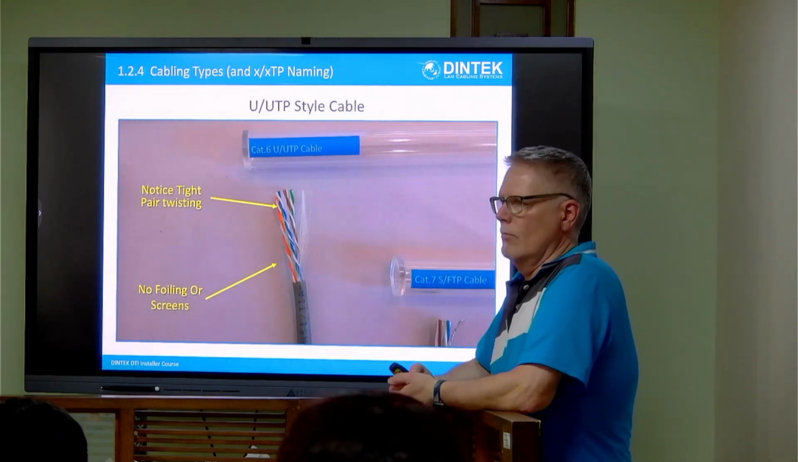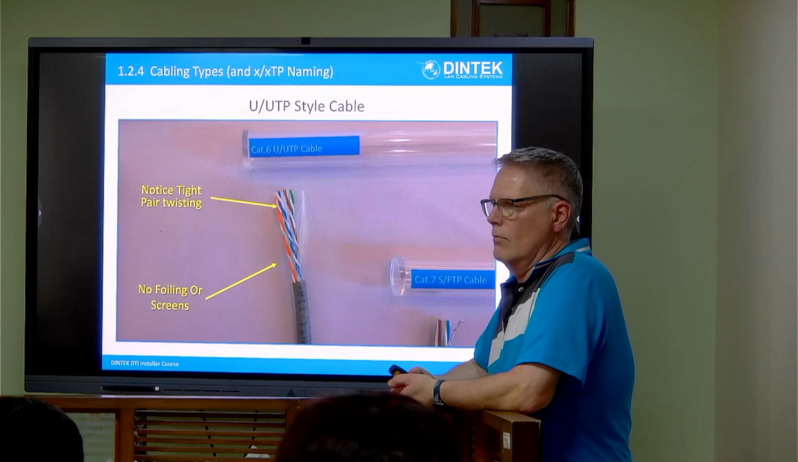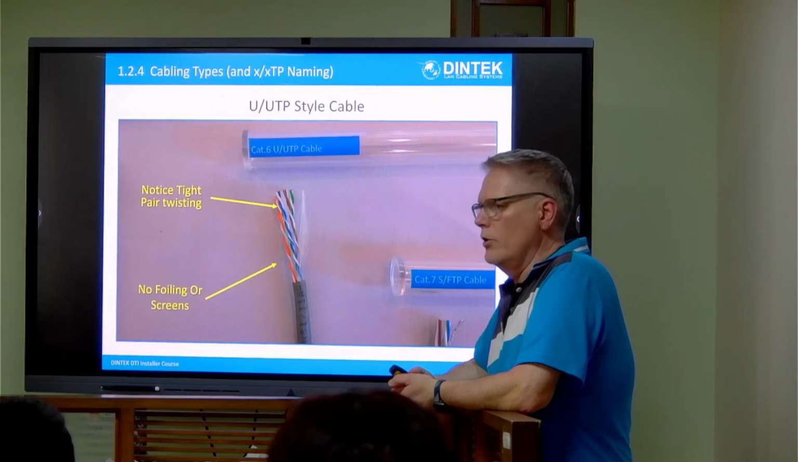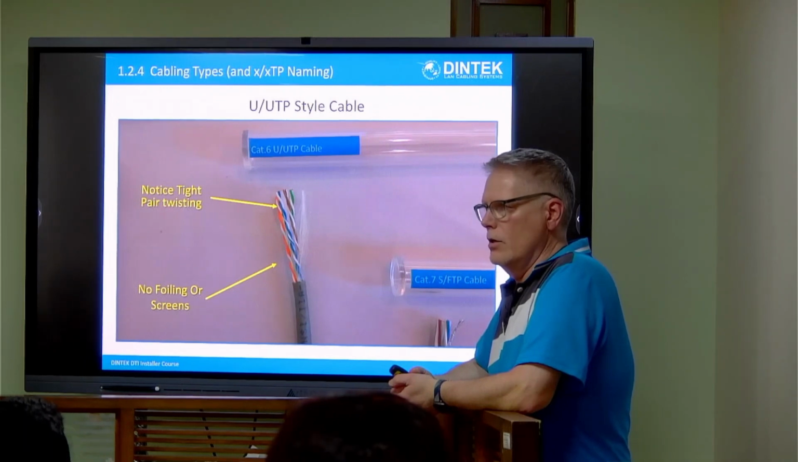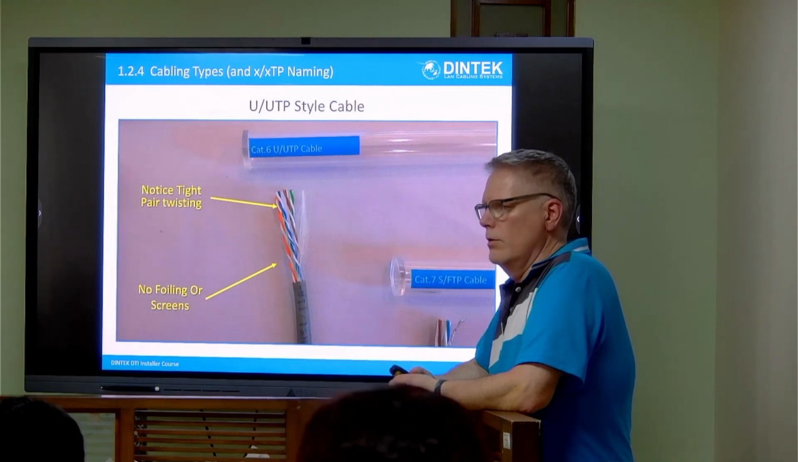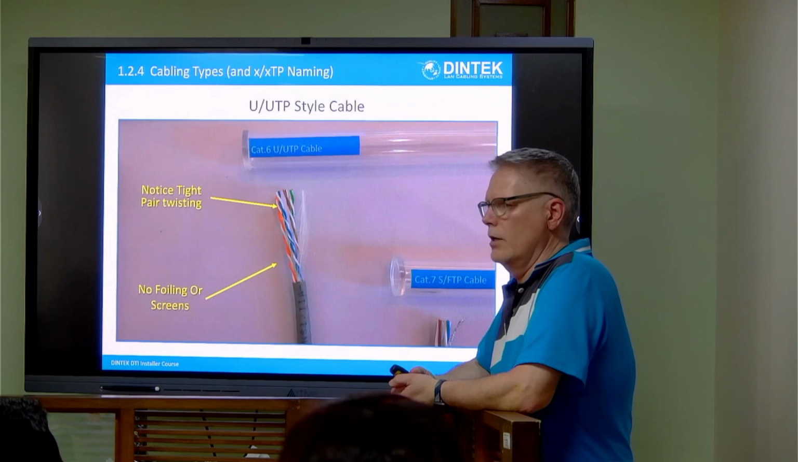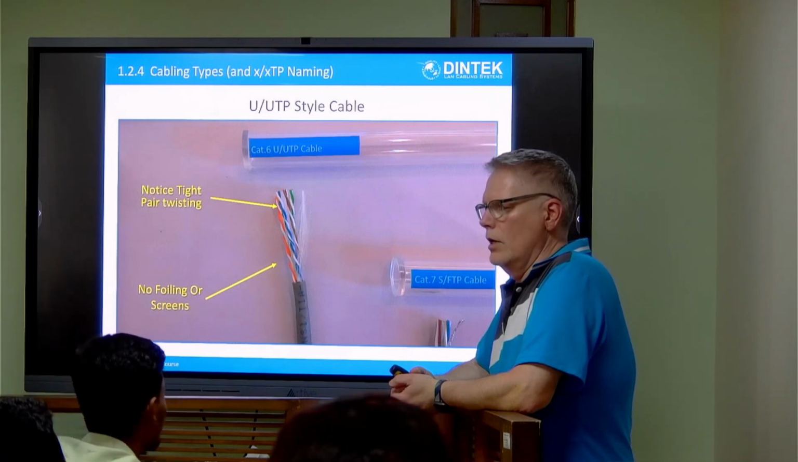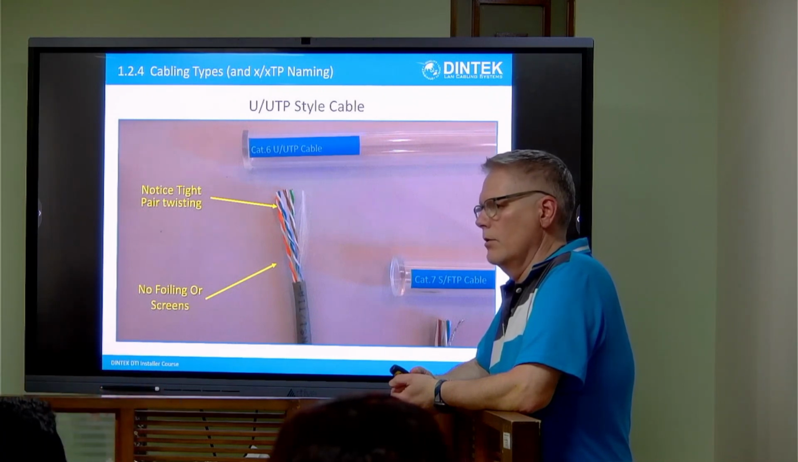How can you differentiate Cat 6, Cat 7, or Cat 6A physically? How can you recognize them, separate Cat 6A, Cat 6, and Cat 7 from each other? How can we tell the difference?